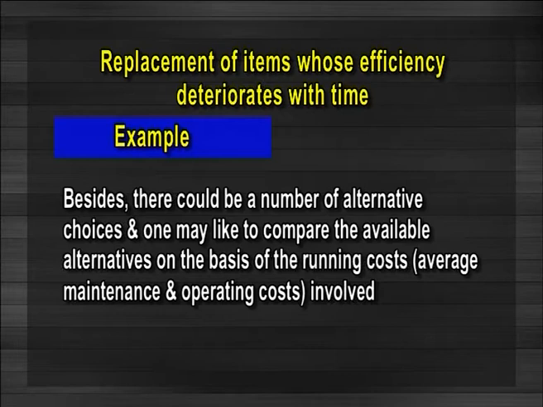Besides, there could be a number of alternative choices and one may like to compare the available alternatives on the basis of the running costs, average maintenance and operating cost involved. In this section, we shall discuss various techniques for making such comparisons under different conditions. While making such comparisons, it is assumed that suitable expressions for running costs are available.